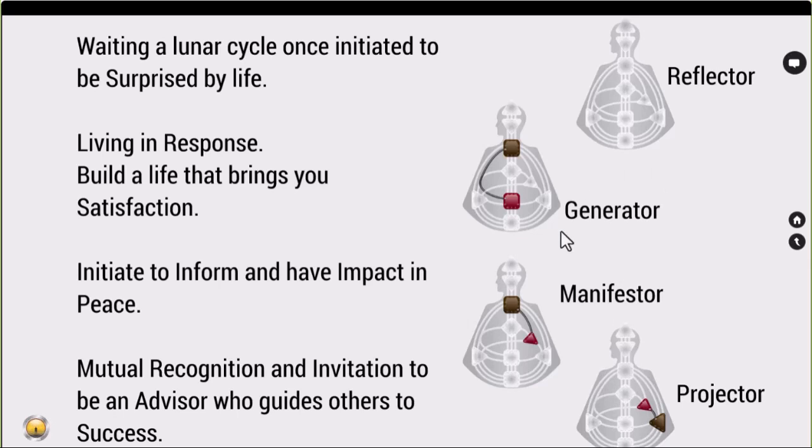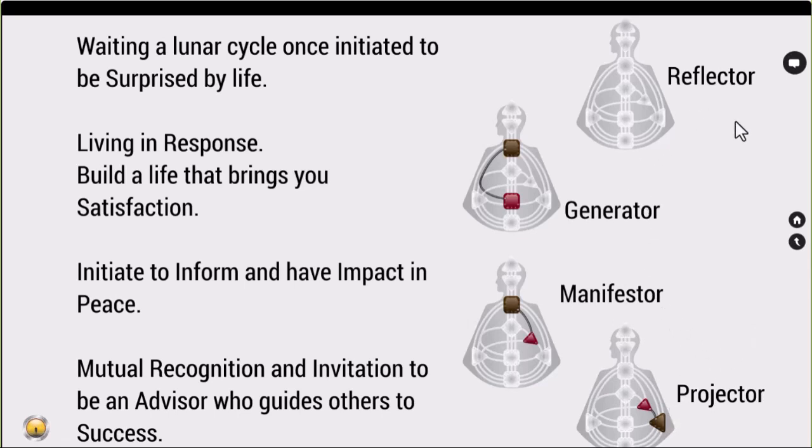Generators are here to build life in response, living life in response, through building a life that brings you satisfaction, doing what you love to do with your energy, you're aligned to speaking or acting or even manifesting in accordance with what you came here for. Manifestors are here to initiate or inform in order to have impact, and then they experience their peace. So the manifestor, this very powerful auric frequency field that can get the other types going on something. Projectors operate through mutual recognition and formal invitation to be an advisor who can guide. We guide others to success through systems mastery and knowing who the other is.